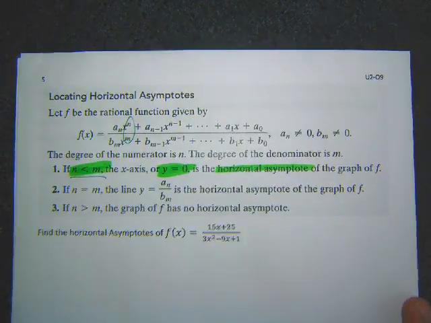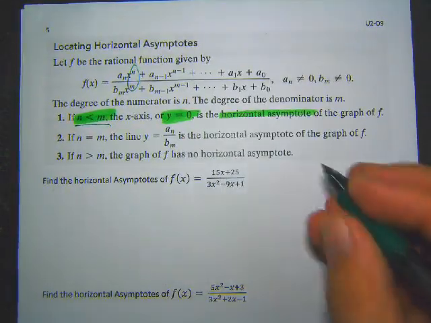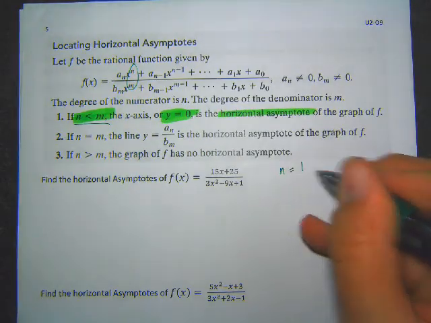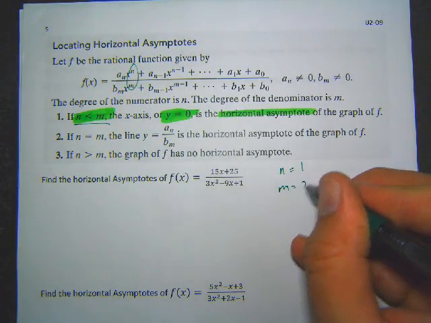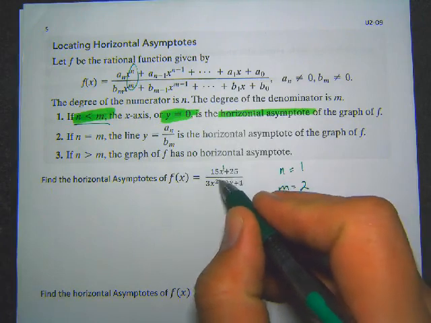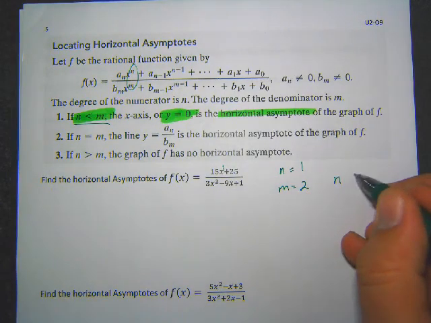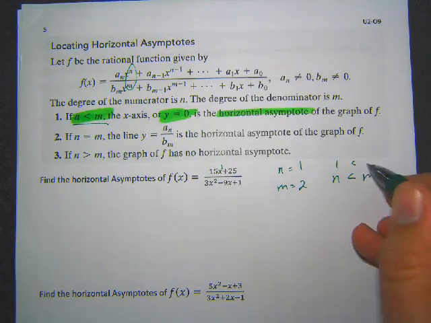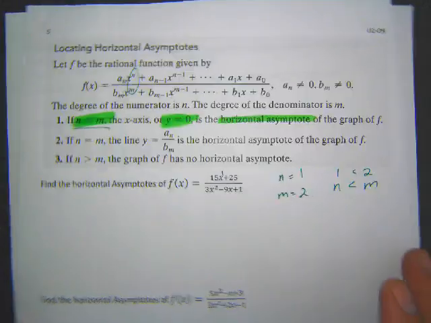Now, why does that happen? Well, let's look at this example down here. This one, you can see the top, n, is 1. The bottom, m, is 2. So that'd be the degrees, right? Degree 1, degree 2. And since n is less than m, 1 is less than 2, this one is actually going to have y equals 0.